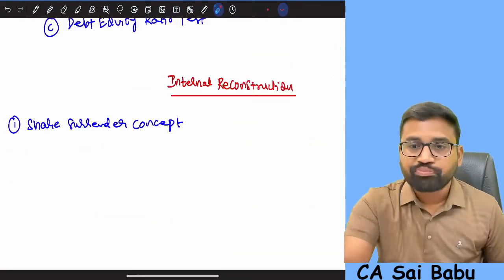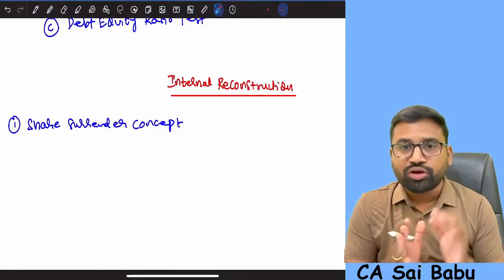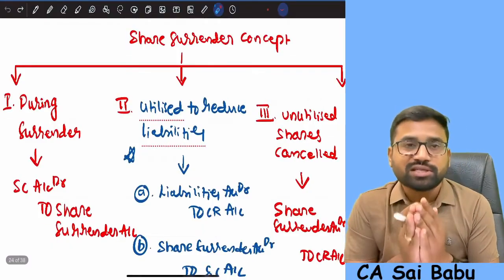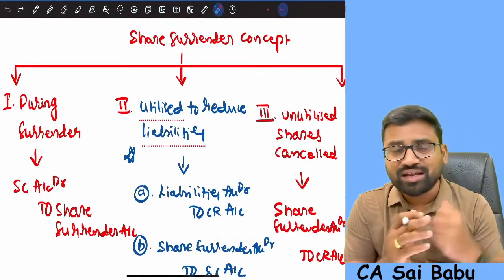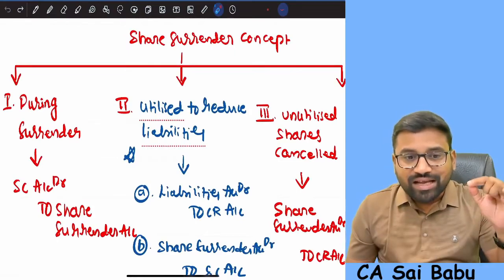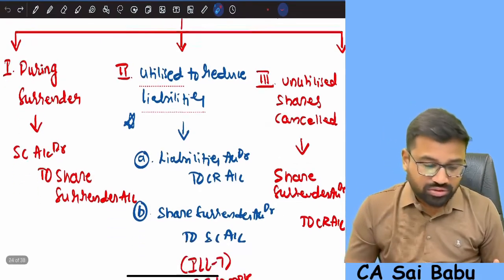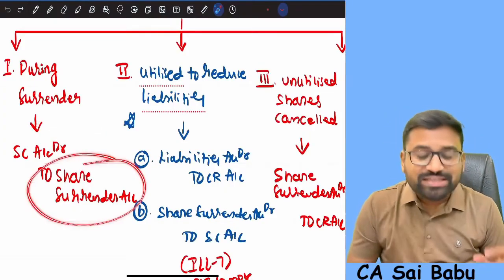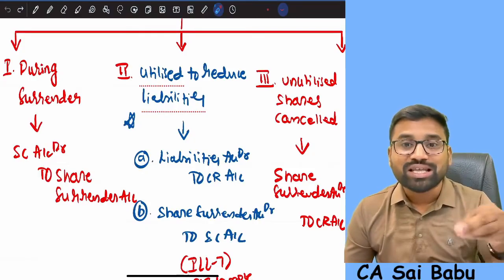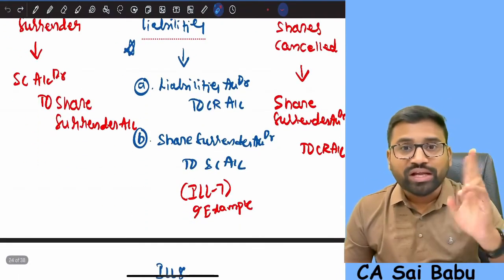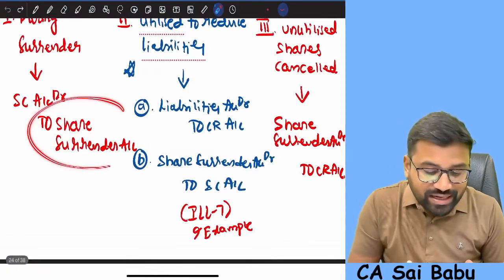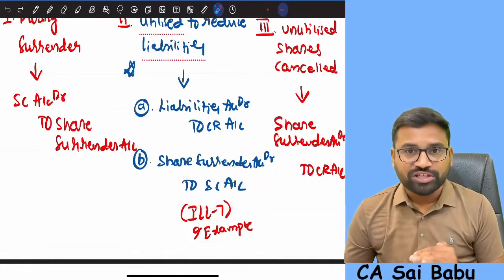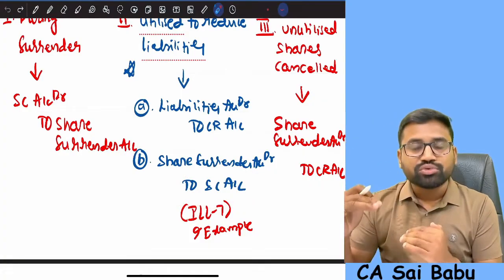That's it. Next, in internal reconstruction, I am going to cover one important adjustment, that is share surrender concept. During the internal reconstruction scheme, if any of the existing shareholders surrender any of the shares to the company, share capital account debit to share surrender account. Now, this share surrender account may be utilized by the company to settle the liabilities. So here two entries will come. One is share surrender amount will be first converted into securities, either equity share capital or preference share capital. So share surrender account debit to share capital account.